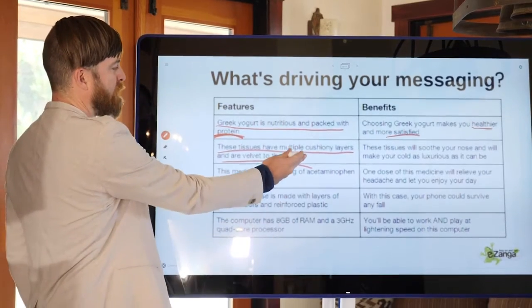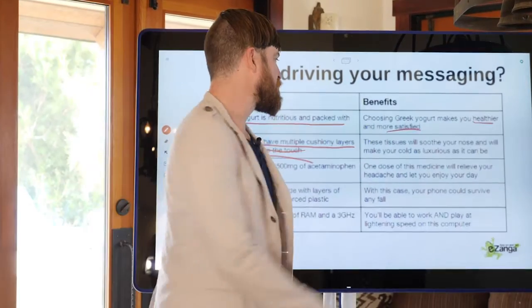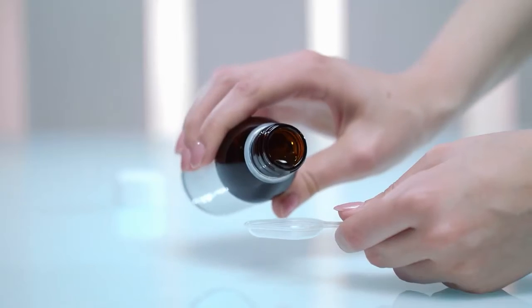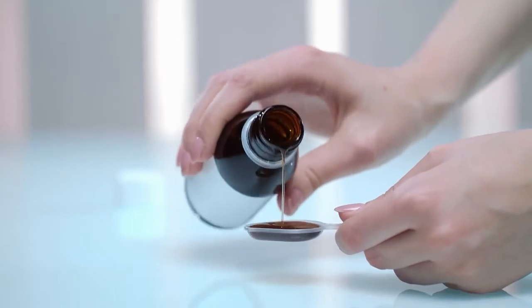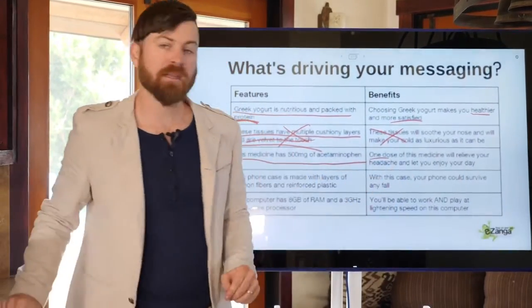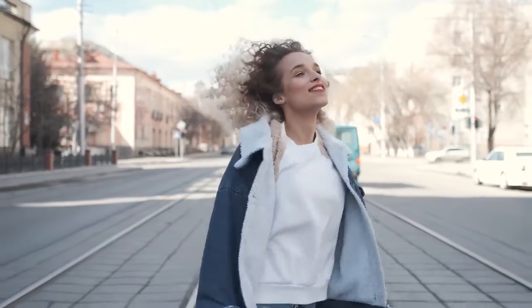is actually a benefit. So I don't know why this example is in here. Let's skip over this example because this is a bad one. Here's a good example. This medicine has 500 milligrams of acetaminophen. Now, the benefit-oriented version of this is one dose of this medicine will relieve your headache for an entire day.